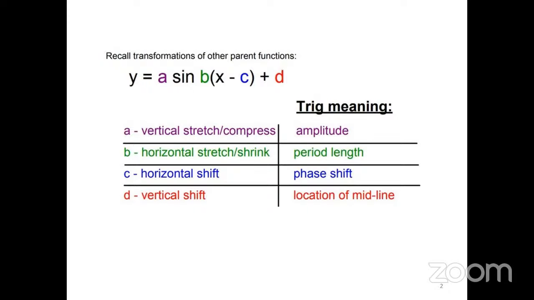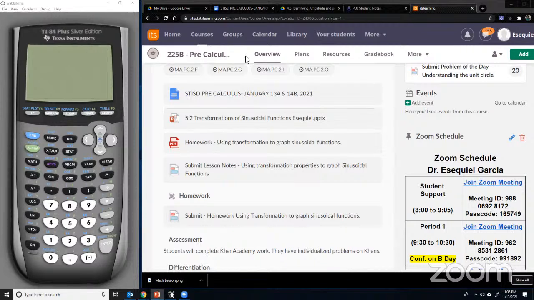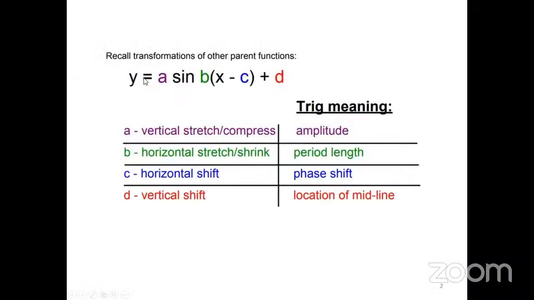Okay, so let me go out here. If you go to It's Learning, you go to 5.2 transformation of sinusoidal functions. I can't pronounce it. This is where you have to click, okay? And that's what I'm doing here. This is important so you understand how to do this.